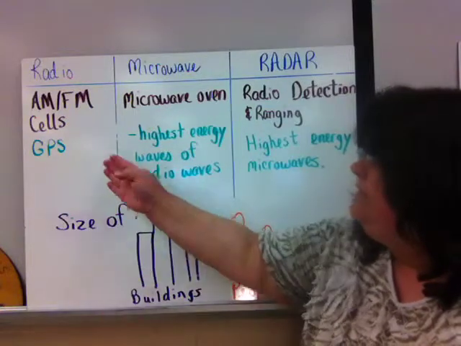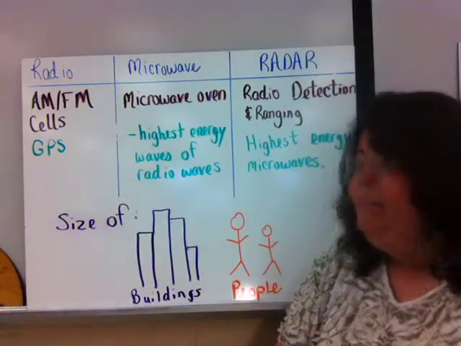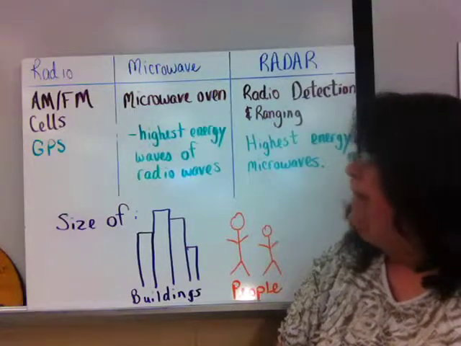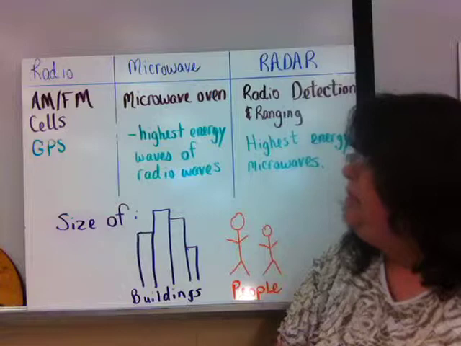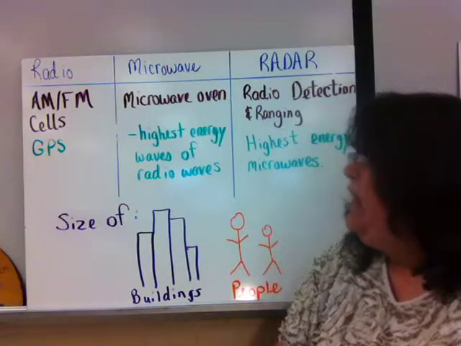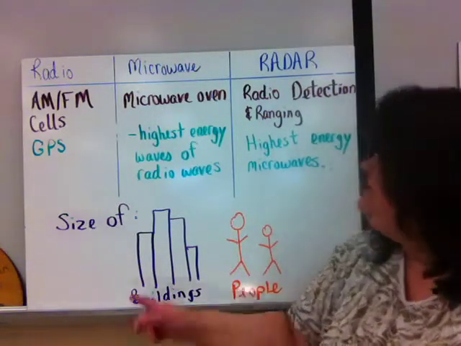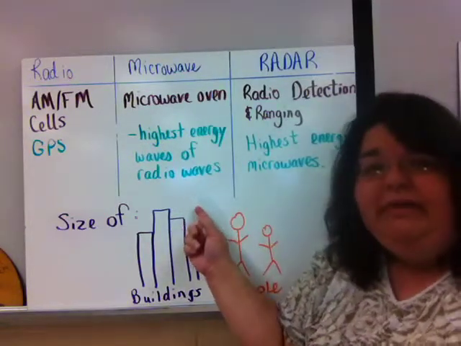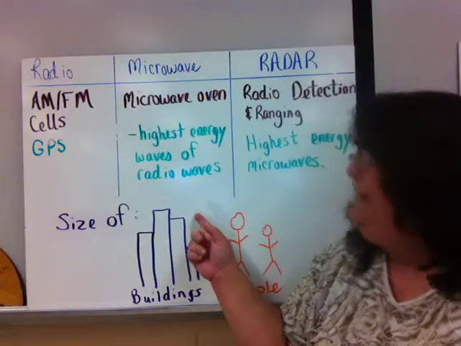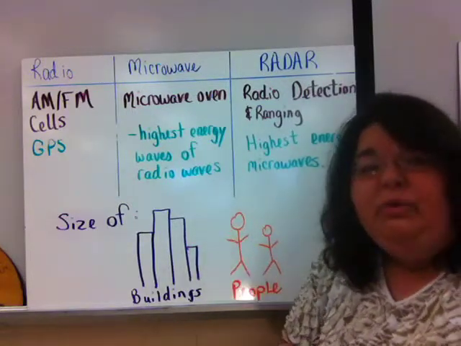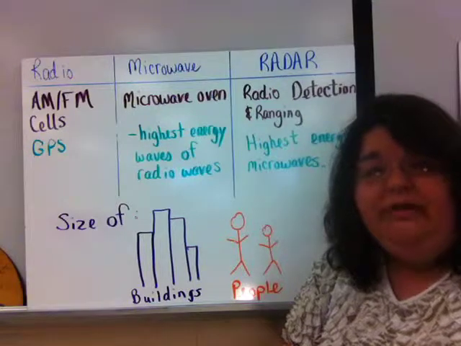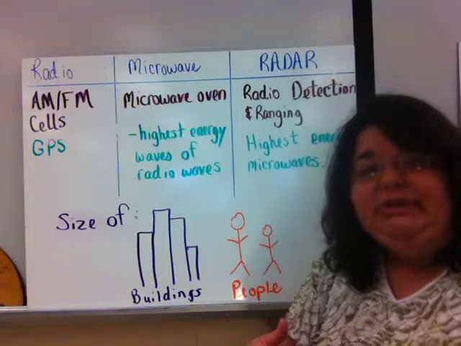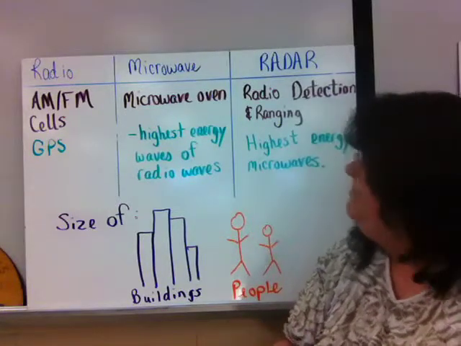You are familiar with the fact that radio has AM and FM, and you also know that you have cellular devices and you have GPS, global positioning satellites. All of those use radio waves, but so do microwaves and radar. The microwave is what you have in the microwave oven. The microwaves will make the water in your food vibrate, and that vibration causes the water to heat up, which will in turn make your food warm.